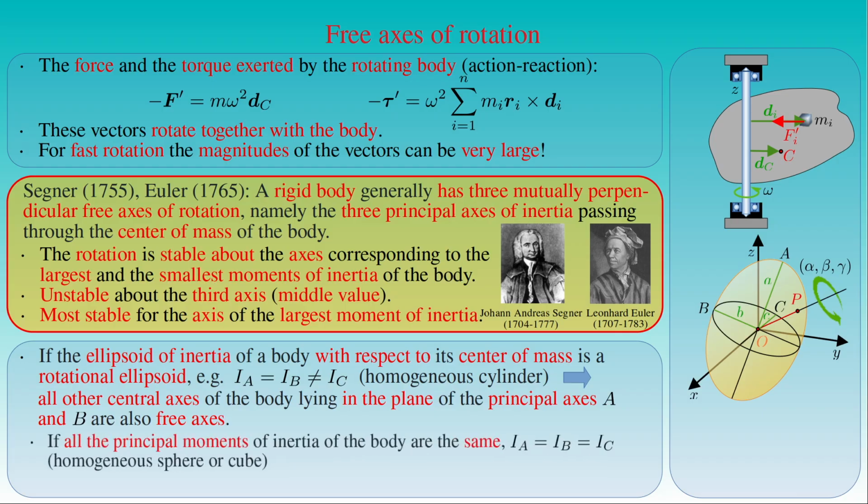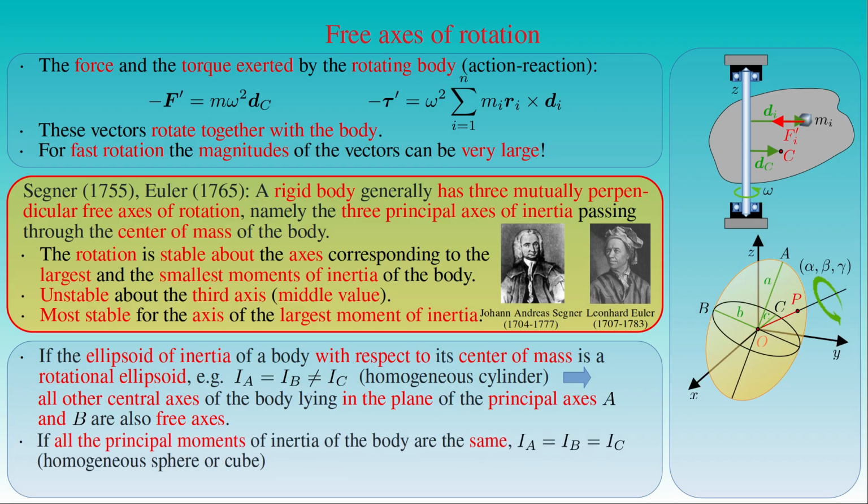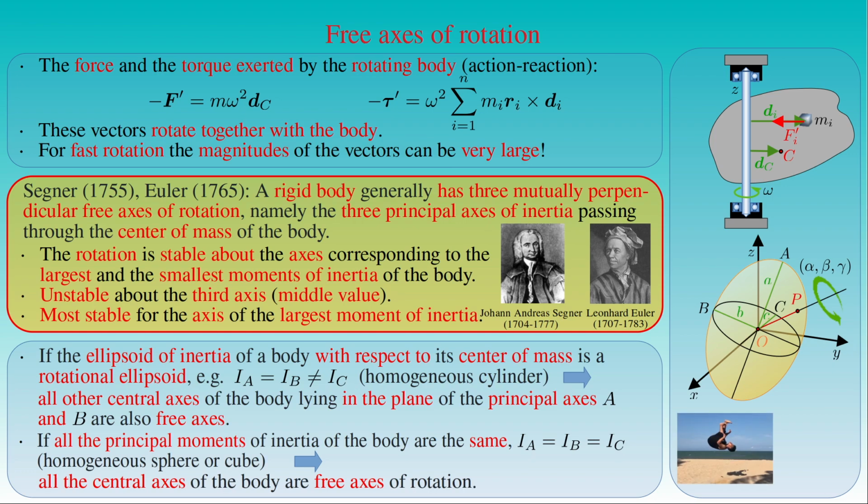If all the principal moments of inertia of the body are the same, as in the case of a homogeneous sphere or cube, then all the central axes of the body are free axes of rotation. We can also talk about free axes in the case of the rotation of non-rigid bodies. For example, in a somersault the transverse axis passing through the center of gravity of the jumper's body is a free axis, whereas the free axis of a spinning skater is the longitudinal axis of the skater's body.